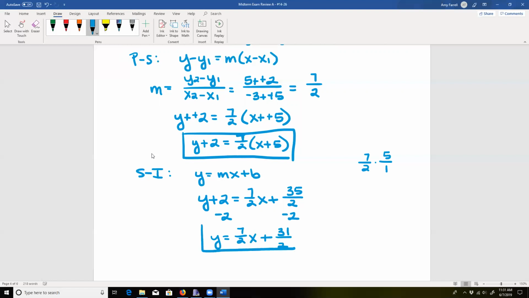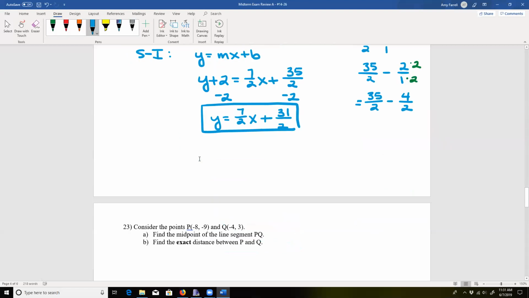Now, most of you have nice calculators that can do 35/2 minus 2. To show you what I'm doing in my head, I am getting a common denominator. So I multiplied in my head by 2/2. So I just took 35/2 and subtracted 4/2. That's where I got 31/2. When we subtract, we do need a common denominator. We subtract numerators and retain our common denominator.